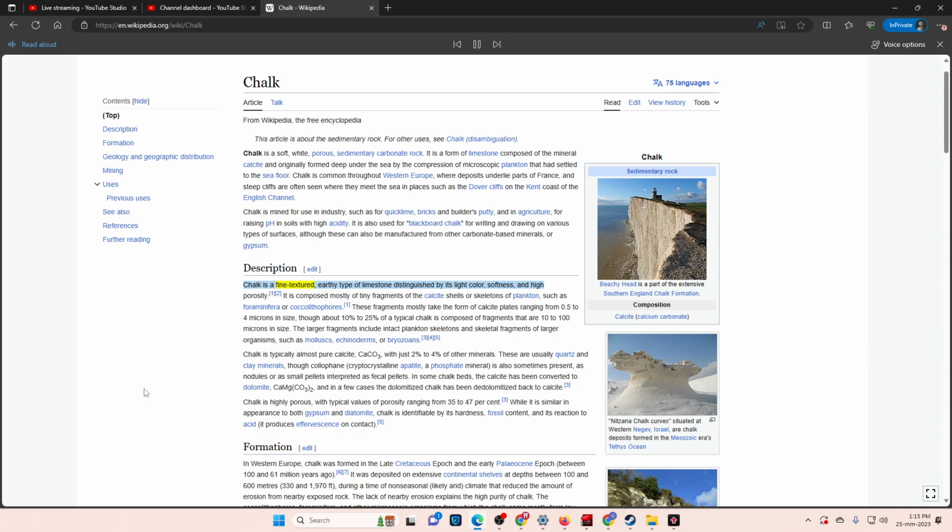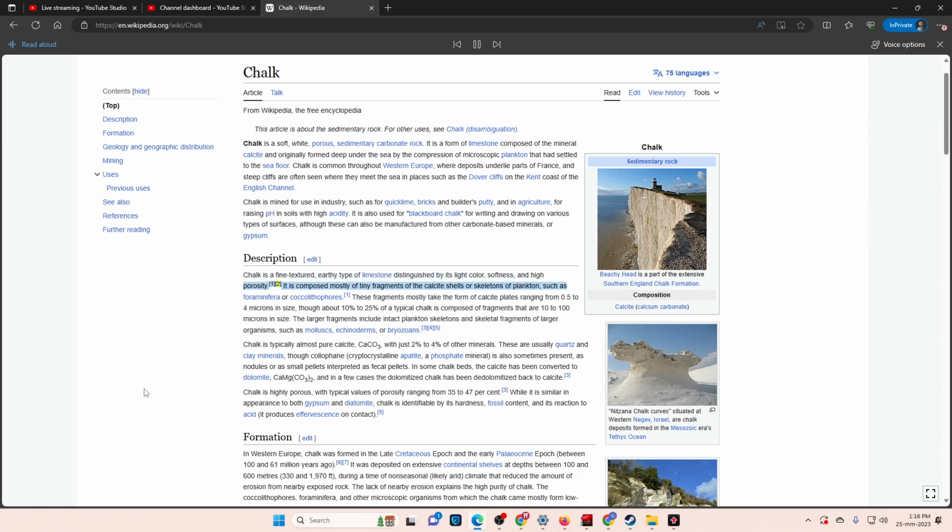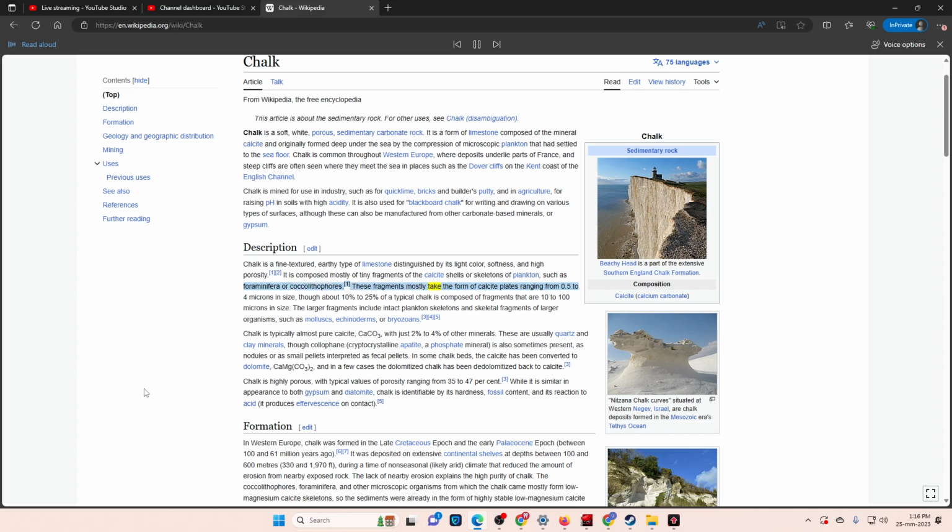Chalk is a fine-textured, earthy type of limestone distinguished by its light color, softness, and high porosity. It is composed mostly of tiny fragments of the calcite shells or skeletons of plankton, such as foraminifera or coccolithophores. These fragments mostly take the form of calcite plates ranging from 0.5 to 4 microns in size, though about 10% to 25% of a typical chalk is composed of fragments that are 10 to 100 microns in size.